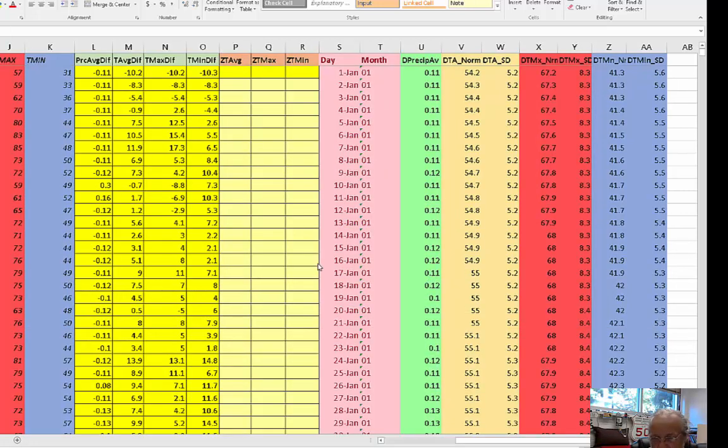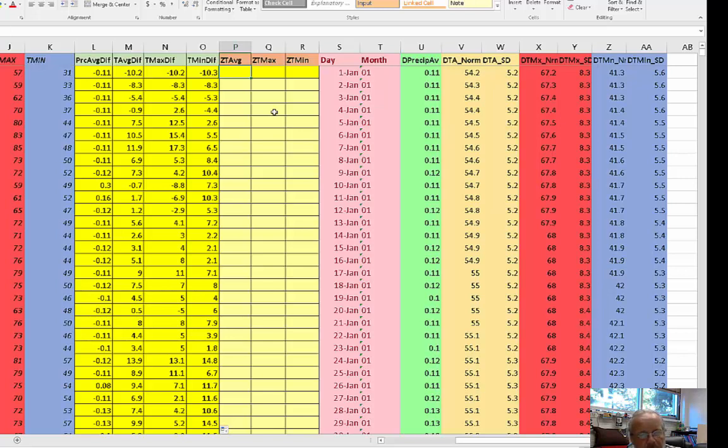Next, we're going to try to put into context the values that we just calculated. We see that this first day of January in 2015 was colder than normal. All of those values are negative, but just how cold are they? And how unusual is this?